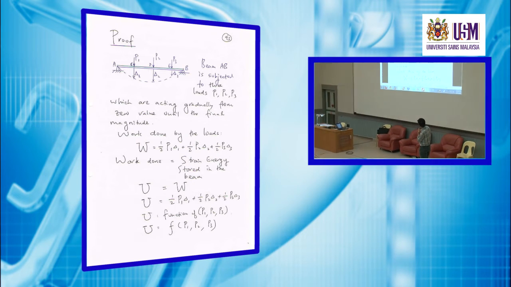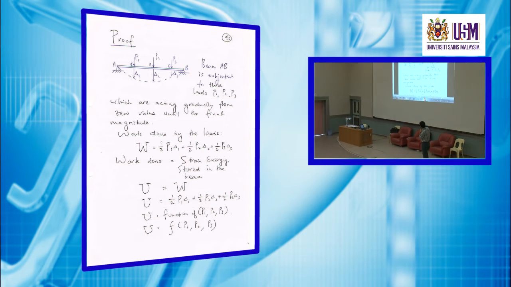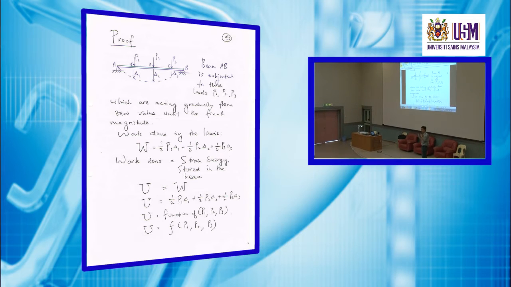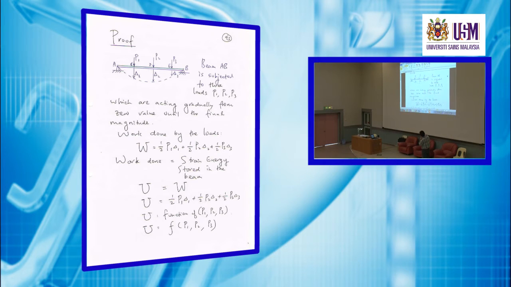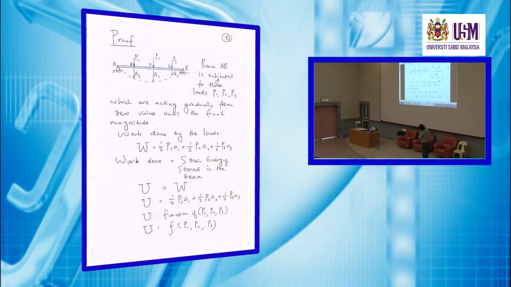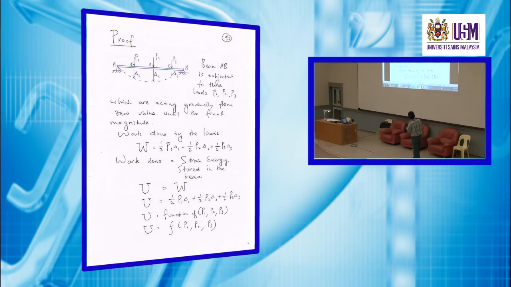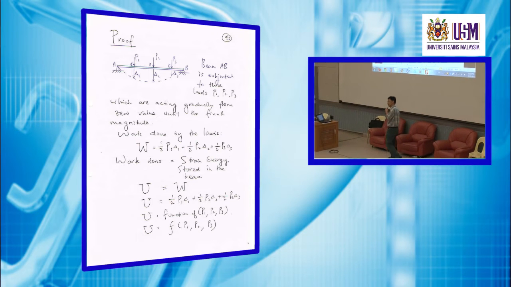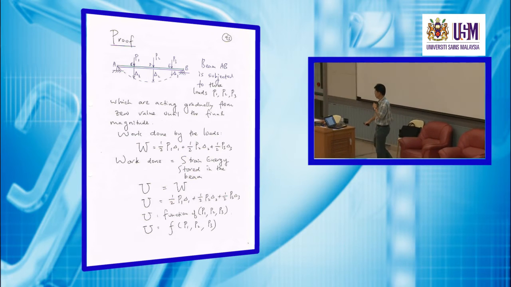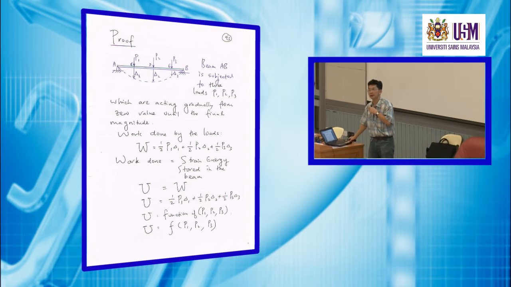When you apply the load gradually from zero, the work done is half the load multiplied by the displacement. So delta 1 is the displacement at point 1, delta 2 at point D, and delta 3 at E. So this is the work done: half P1 delta 1 plus half P2 delta 2 plus half P3 delta 3.